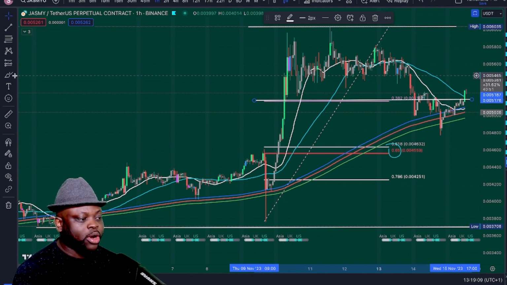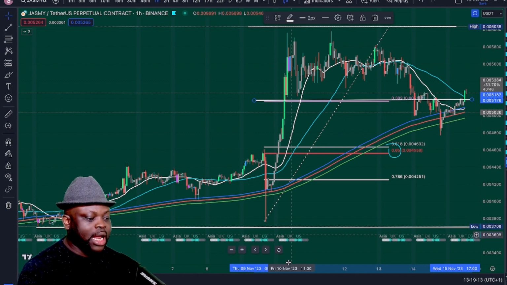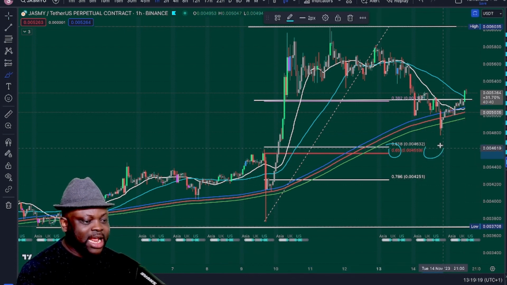Now this is the golden pocket. Mark this properly, and it's important you do this, so pay attention to these areas. This is the golden pocket, as I mentioned. This area here is going to help you a lot to understand where there is going to be more buying pressure.